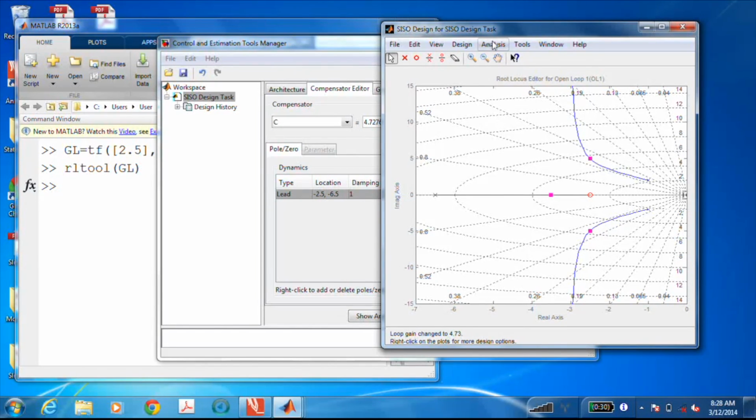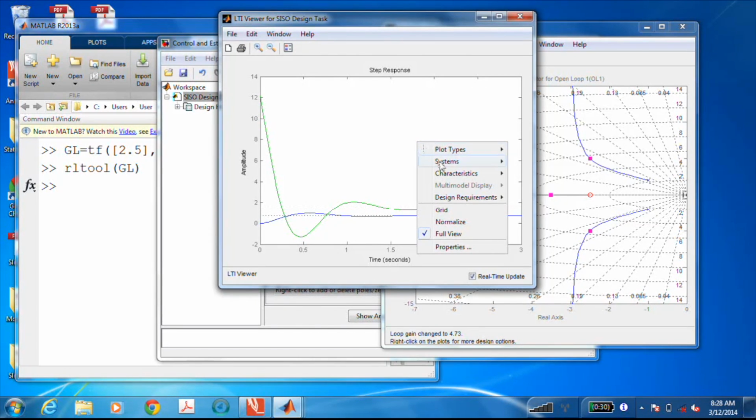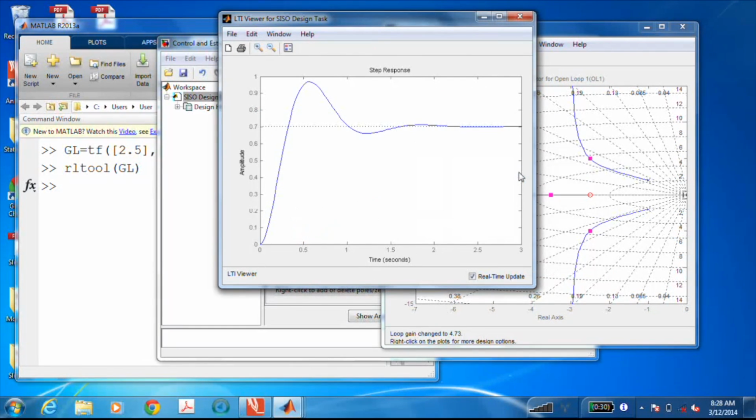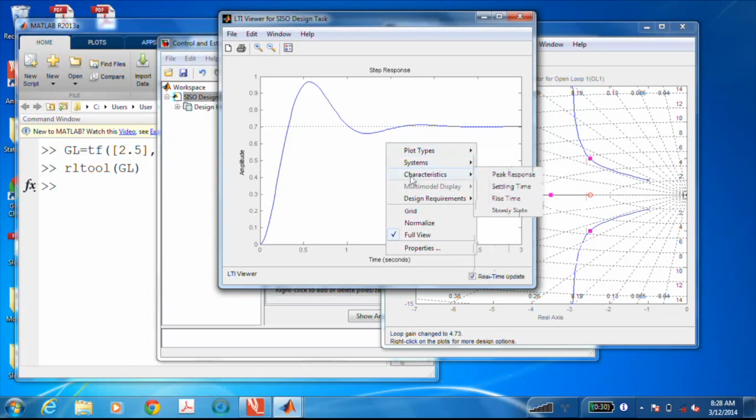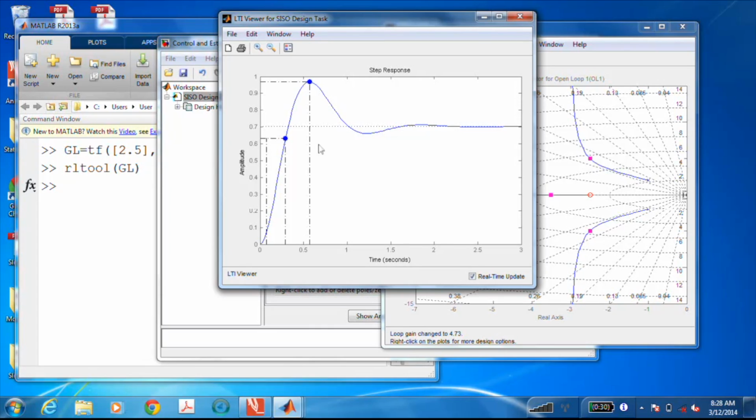And what else should we do? How about, under analysis, we'll look at the response to a step command. Right click in here for systems, let's get rid of the green line, and then show some of the characteristics, peak response and the rise time. If we hover over the rise time, we see that it is now 0.2 and it used to be 0.5 for the proportional controller. So that's a win. If we look at the peak overshoot, it's now closer to 38%. We had 30% before. So we have quite a bit more peak overshoot.